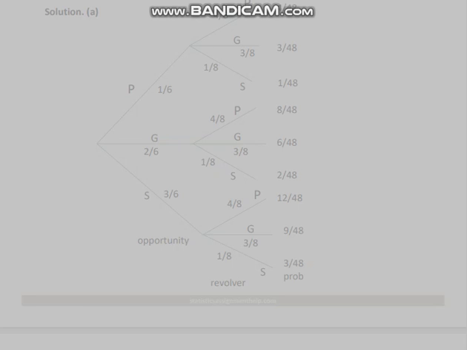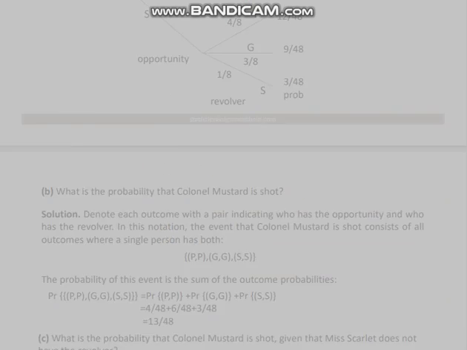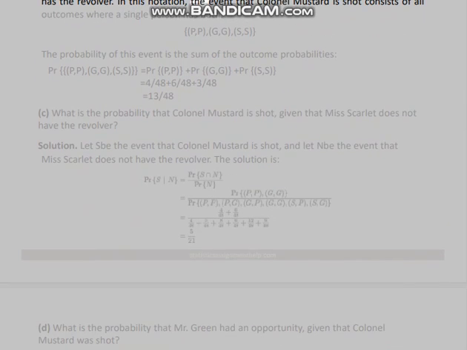B. What is the probability that Colonel Mustard is shot? Solution. Denote each outcome with a pair indicating who has the opportunity and who has the revolver. In this notation, the event that Colonel Mustard is shot consists of all outcomes where a single person has both: PP, GG, SS. The probability of this event is the sum of the outcome probabilities: PR(PP) plus PR(GG) plus PR(SS) equals 4/48 plus 6/48 plus 3/48 equals 13/48.